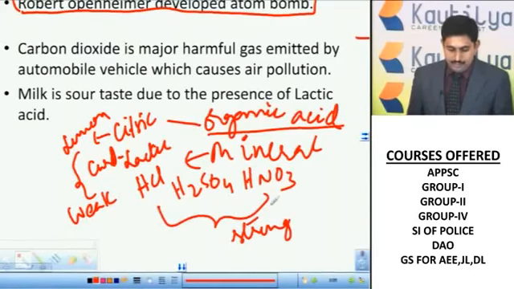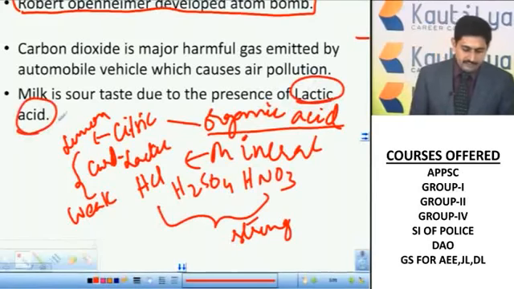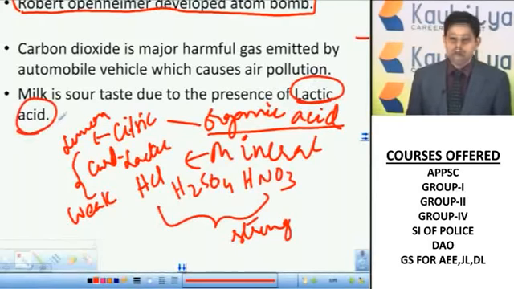Now, here the milk has a sour taste due to the presence of lactic acid. If you compare milk and curd, the curd has a higher amount of lactic acid. Actually, milk is converted completely to curd because of the conversion into lactic acid, which is going to be formed in the case of curd.